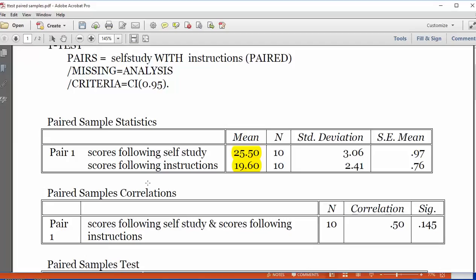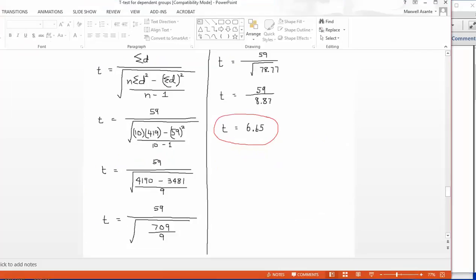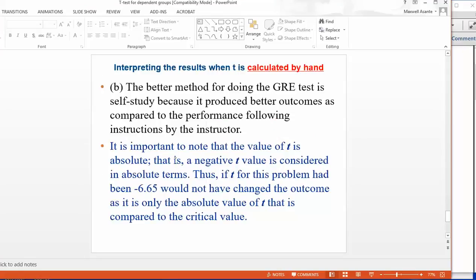And as I have said in the slides, let me go back to the slides and highlight something here. When you are doing these kinds of analysis, if you get a negative value, you should always ignore that preceding sign and take the absolute value. So in this case, in the problem that we've looked at, had the results come out as negative 6.65, it wouldn't matter because we would only be looking at the absolute value.